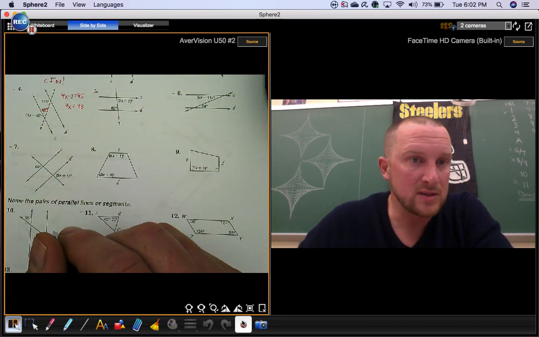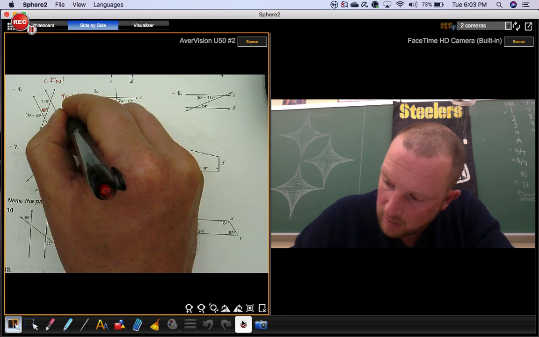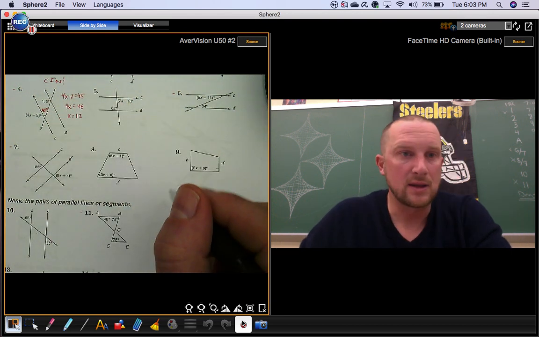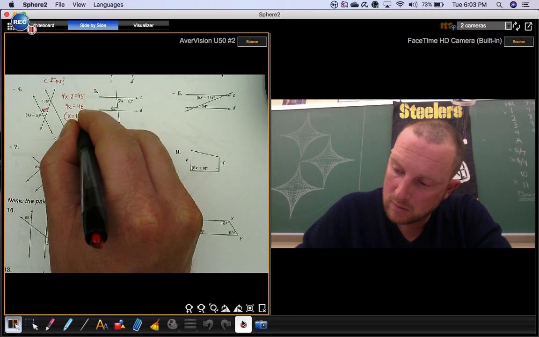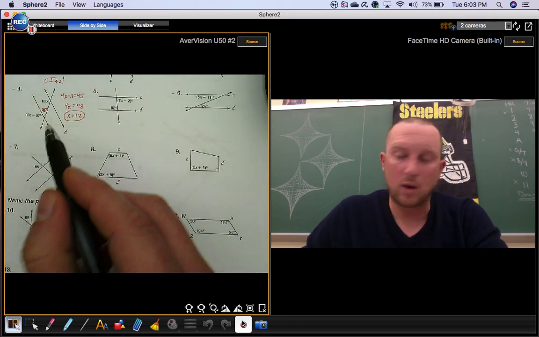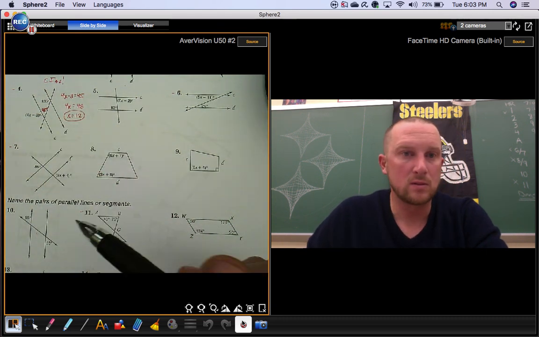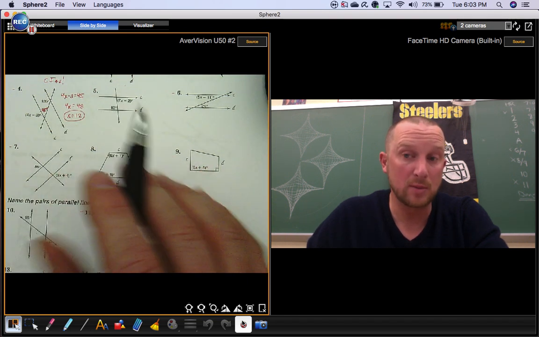So we know that 4x equals 48, and then x is 12. If x equals 12, these lines will be parallel. If it's anything else, they will not be parallel.